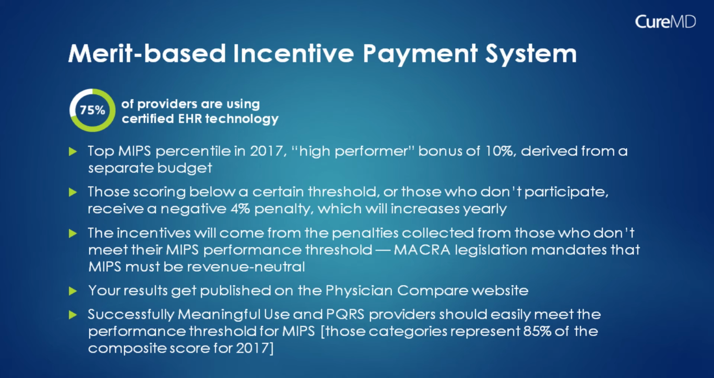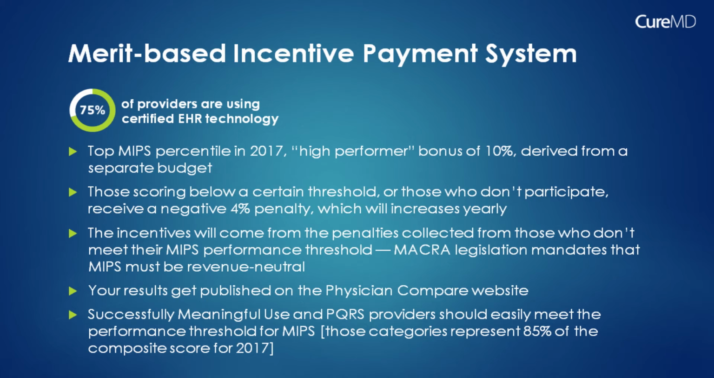I think the budget is about $500 million over 5 years. And this is a 10% bonus that you get if you're part of the top 10% of MIPS providers. So if you score that highly, and again, if you're doing very well with meaningful use and PQRS already, that's 85% of the score, right? Those two categories make up 85% of the score, and with the requirements getting easier or reduced under MIPS, you should be able to easily satisfy and achieve the majority of those scores.